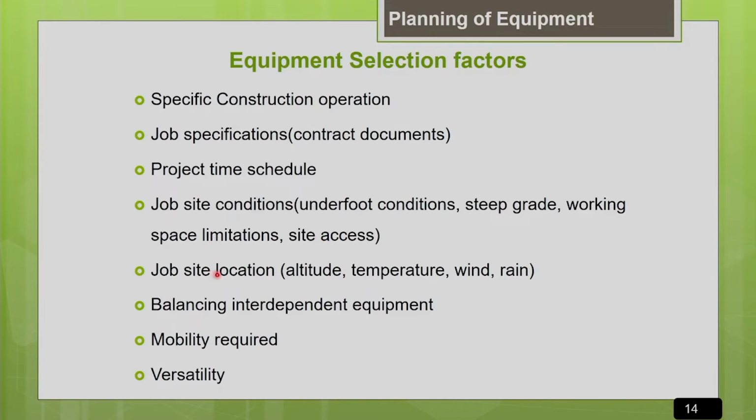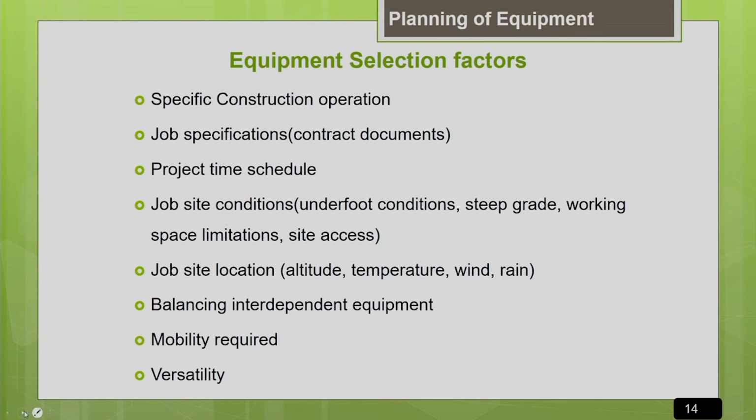Other than that, where is your site located? That is going to decide your weather conditions like temperature, wind, rain and altitude. All these things will govern your equipment selection. You also have to look at the other interdependent machines which are going to work with your proposed machine. For machines working in a team, the selection of one machine will depend upon the productivity or the capacity of the other machines. Another important thing is the mobility required for your equipment at your project site. That will also govern the selection, as well as how versatile you want your equipment to be. These are all the important equipment selection factors.